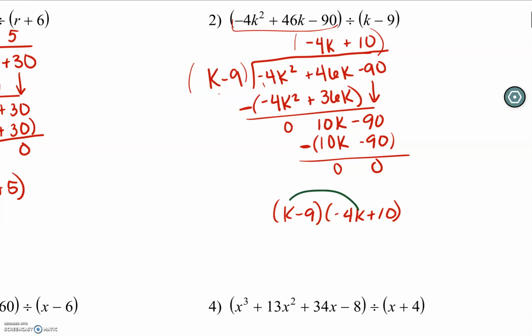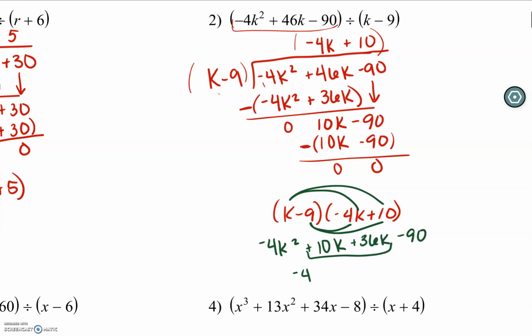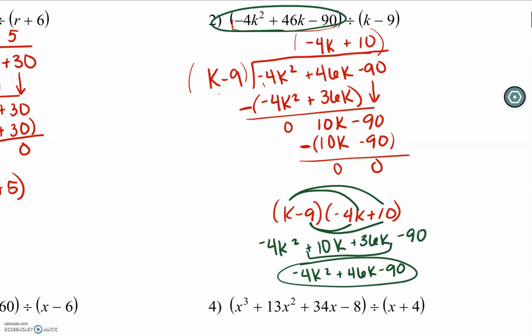So k times negative 4k would be negative 4k squared. K times 10 would be positive 10k. Negative 9 times negative 4k would be positive 36k. And negative 9 times positive 10 would be negative 90. Combine your like terms here in the middle, which would be positive 46k minus 90. And this hopefully looks familiar because it is exactly what we started with.